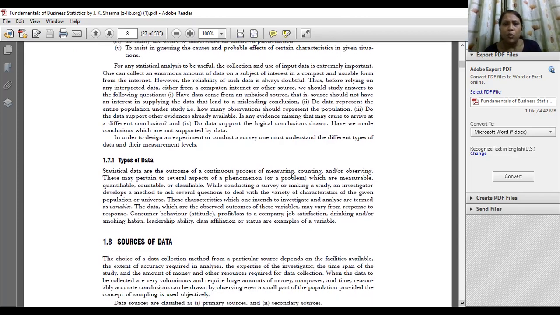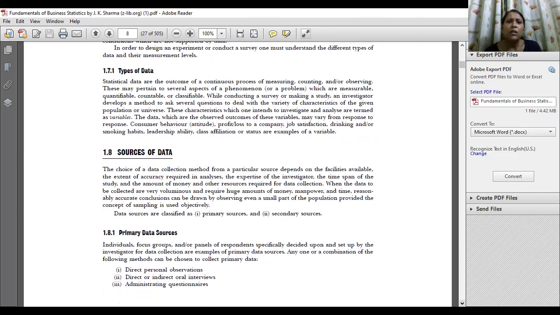And if we go further to study what is meant by types of data. The statistical data are the outcome of a continuous process of measuring, counting, and observing. These may pertain to several aspects of a phenomenon, actually the characteristics which one intends to investigate and analyze by the statistical procedure by means of variables. If we have the variable, we can analyze a particular phenomenon. The data, which are the observed outcomes of these variables, may vary from response to response.